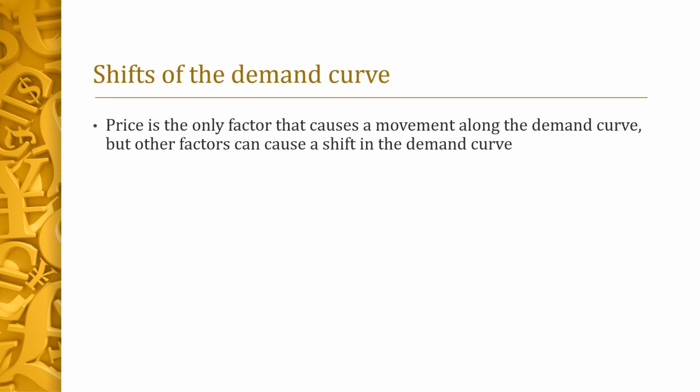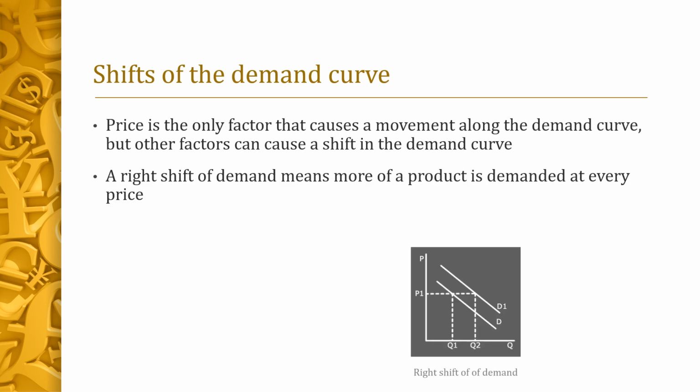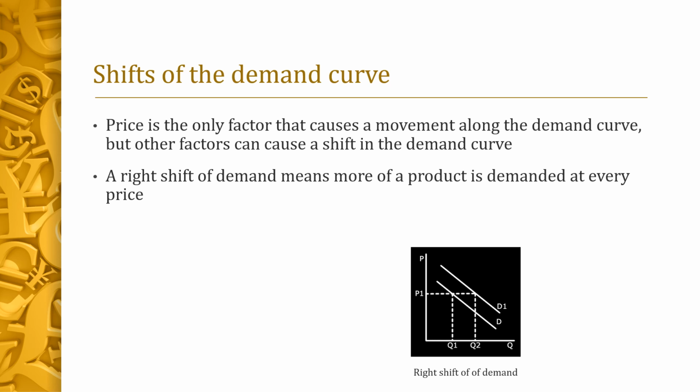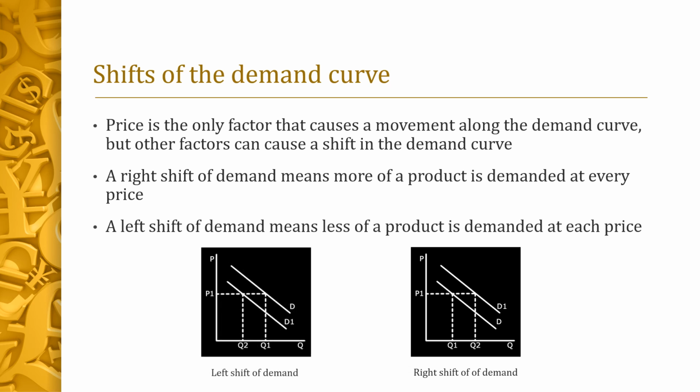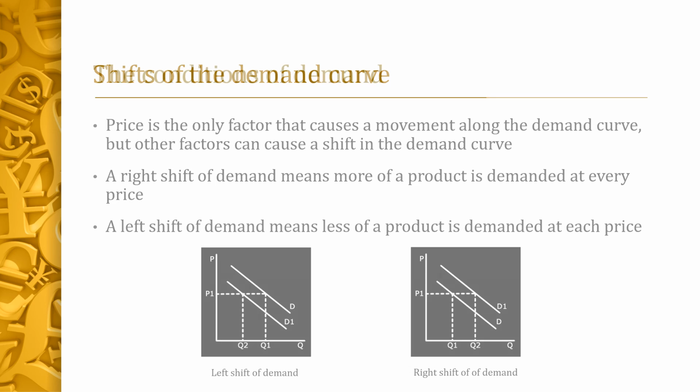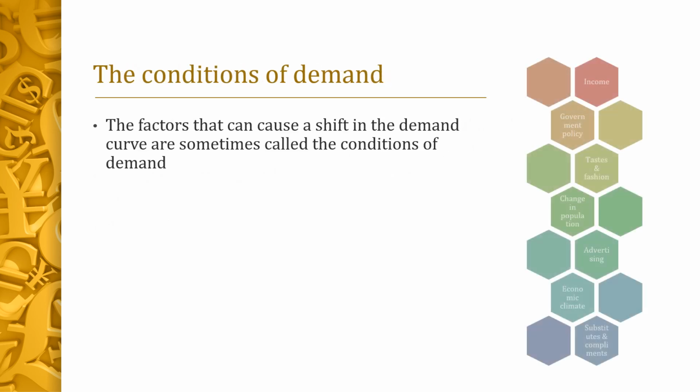Price is the only factor that causes a movement along the demand curve, but other factors can cause a shift in the demand curve. This is where the entire curve shifts either left or right. A right shift of demand means more of a product is demanded at every price. A left shift of demand means less of a product is demanded at each price. The factors that can cause a shift in the demand curve are sometimes called the conditions of demand.